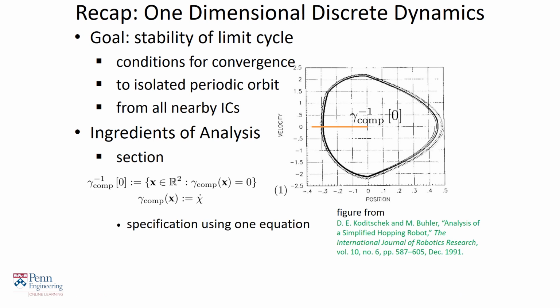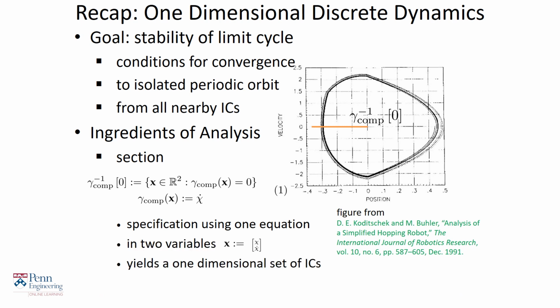Notice that we have two variables, chi and chi dot. This x variable is a two-dimensional variable, so it's got components chi and chi dot. And we've got one equation in two unknowns. We've got one equation which is going to 0. We're specifying the 0 set of one equation. And therefore, from the two variables, we're going to get a one-dimensional set of initial conditions. And that's what this section represents. Section just means that all initial conditions nearby flow through. That's what it means to be a section, if you recall from that definition.